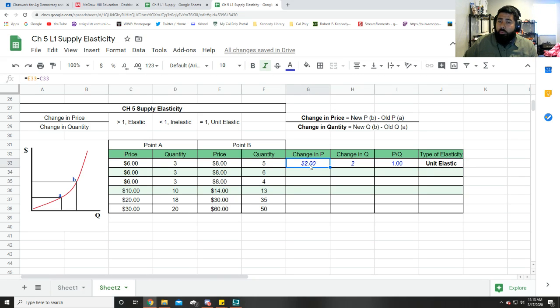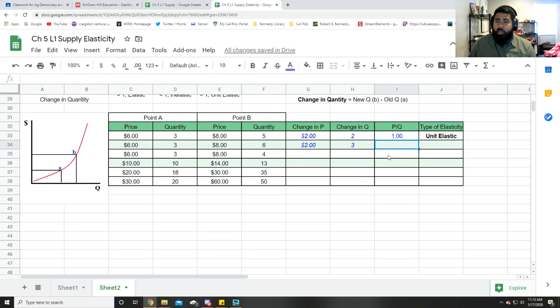Now, you should remember, students, that you can re-type this in for this next problem right here. So we have $6 at 3 and $8 at 6. So we're going to do our change in price, which is equals the price, $8, just like last time, subtracted by $6, which is still $2. It's the exact same numbers. This time our change in quantity is 6 instead of 5, subtracted by 3, and now we have a change in quantity of 3.